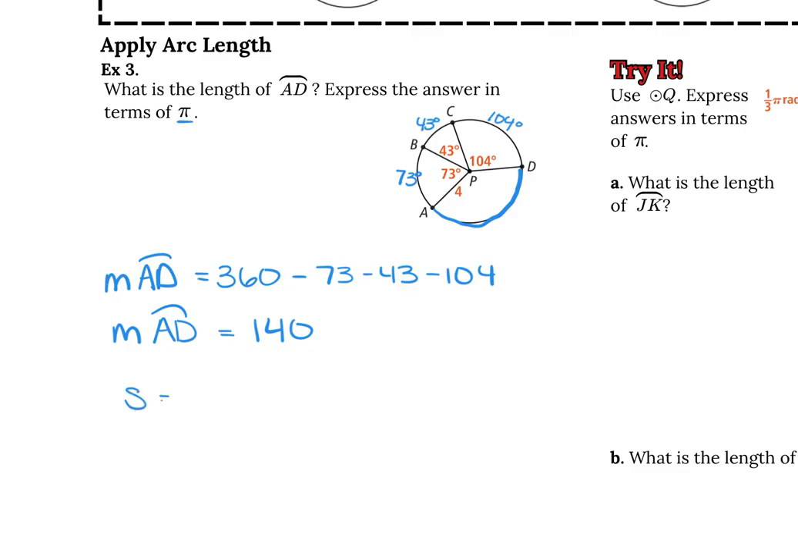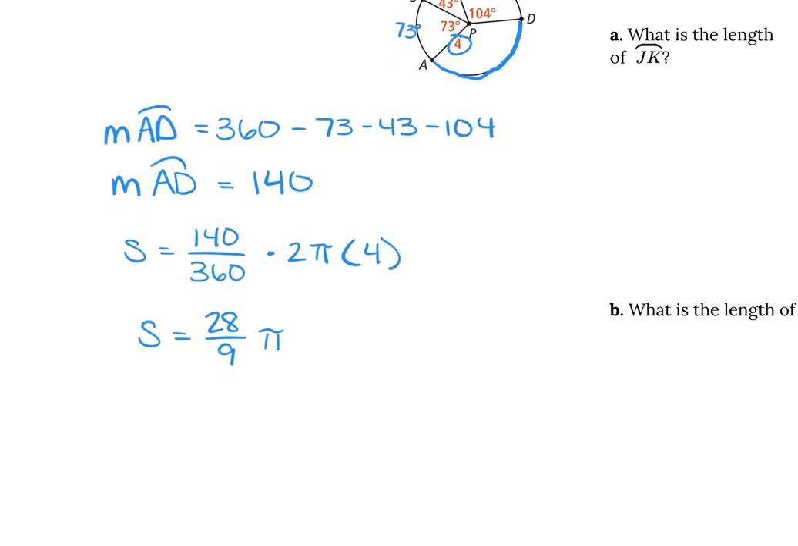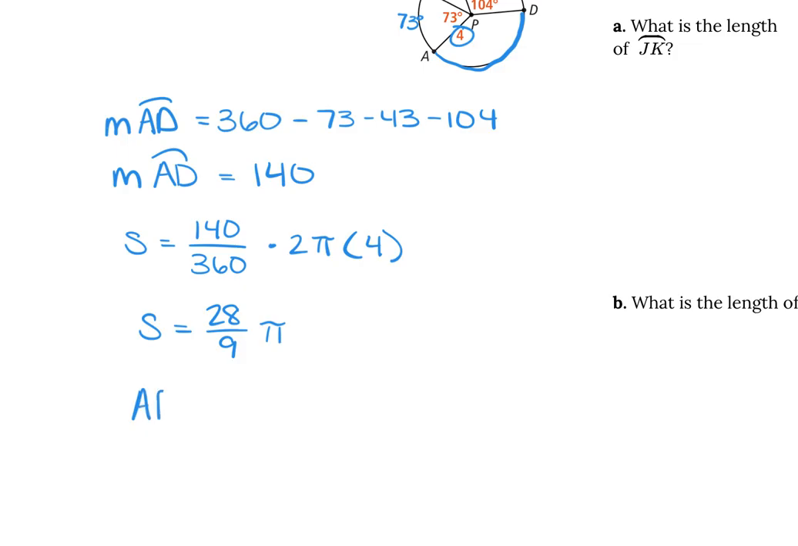Okay, so I'm going to plug it in. I'm going to take the arc that I just found, 140, put it over the 360, multiply by the 2 pi r, which our radius, they told us right here, is 4. Okay, now I can calculate. Okay, so that means my arc AD in radians is 28 over 9 pi.